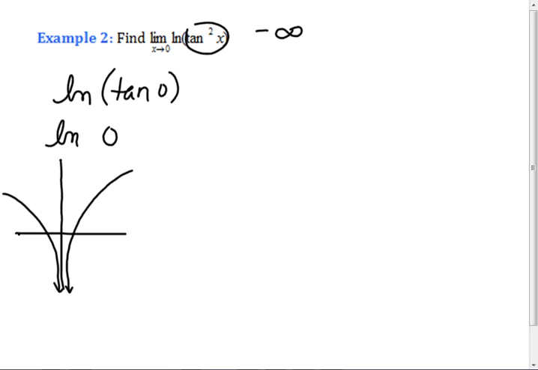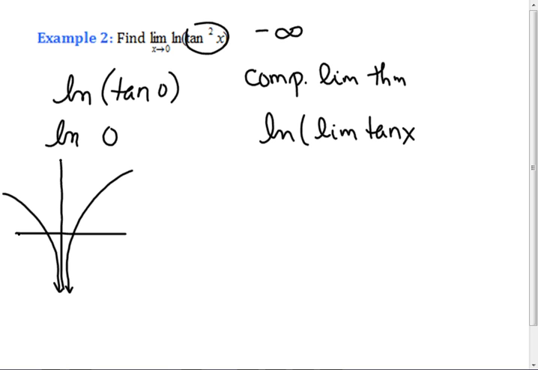I just think my way through the problems. Now, this is the composite limit theorem, which basically has me take the log of the limit of the tangent. And I don't like to write it this way because you can't put it on your calculator that way either. You have to do it this way as x goes to 0. So that's approaching 0, and it's approaching 0 always from a positive side. So yes, this limit does exist and it's negative infinity.